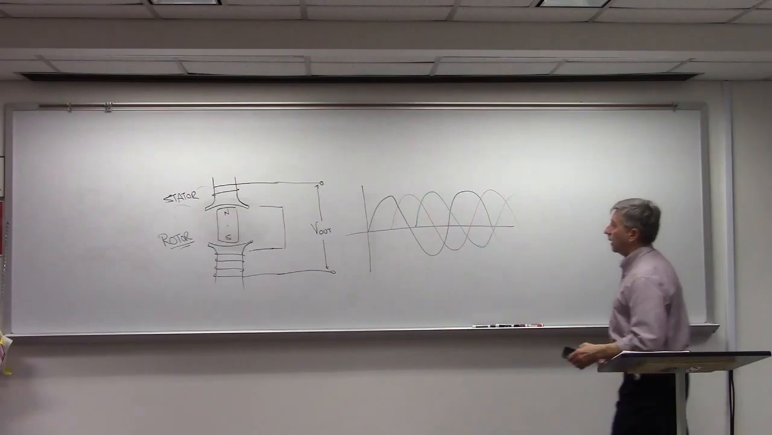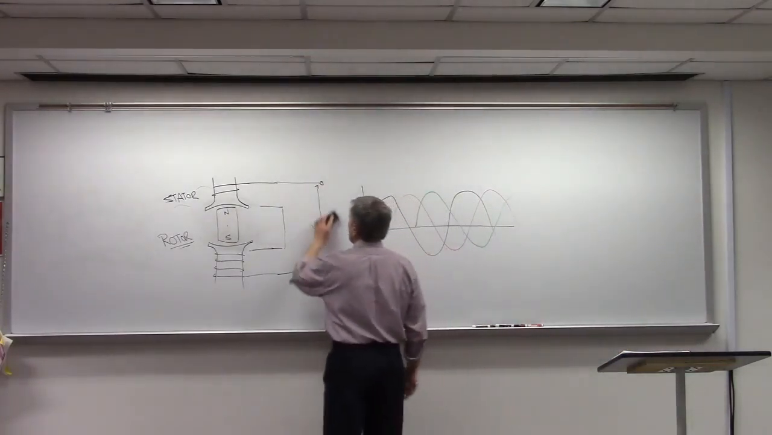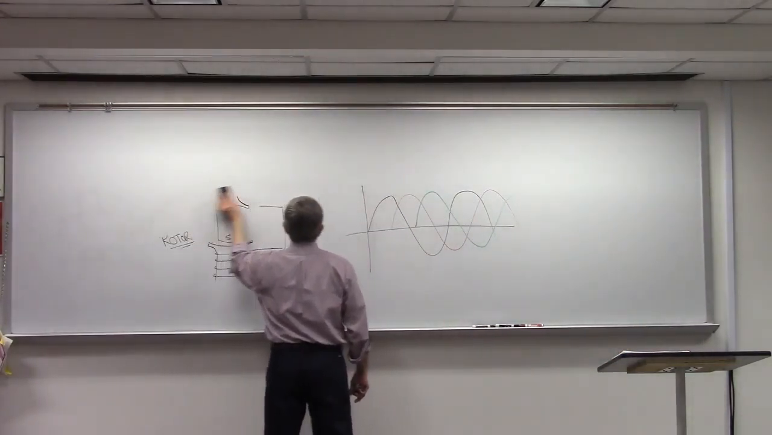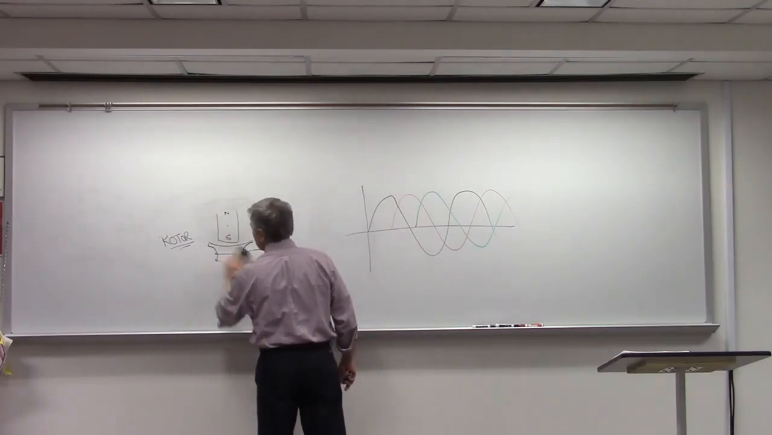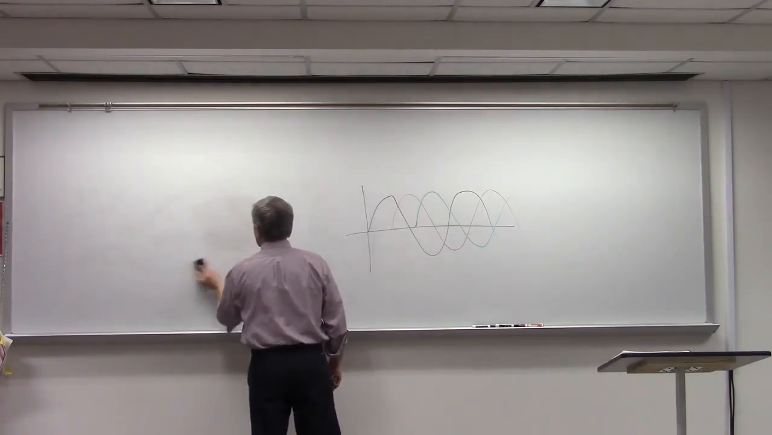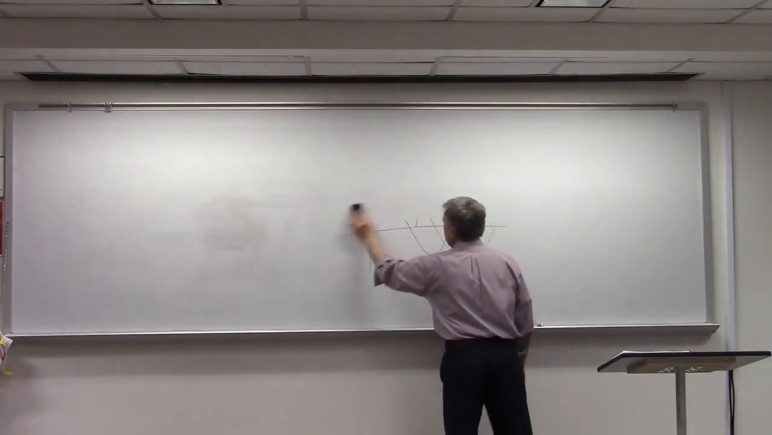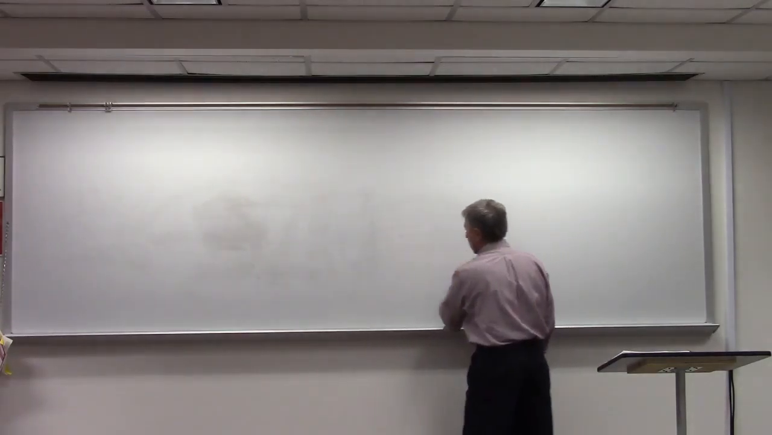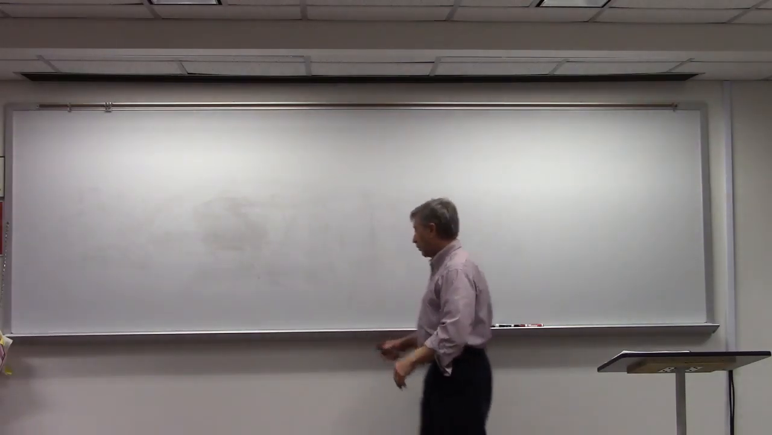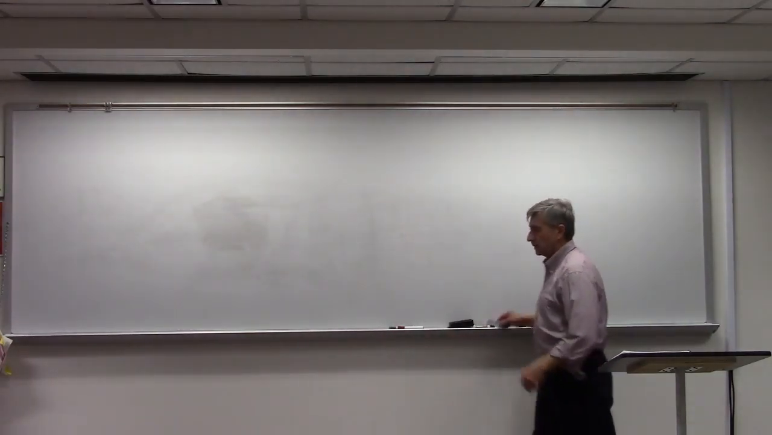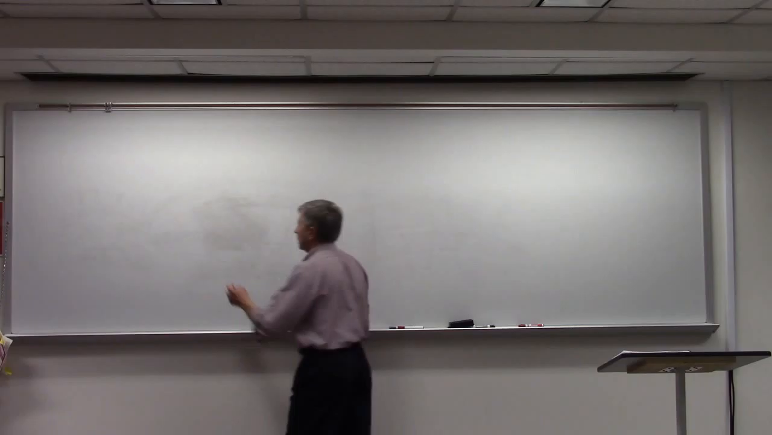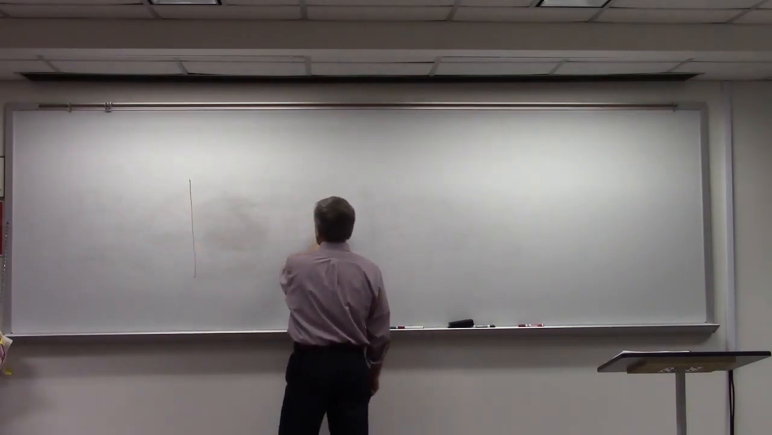So once you represent alternating current with a sine wave, the next step is to quantify it, to give it some definable characteristics.